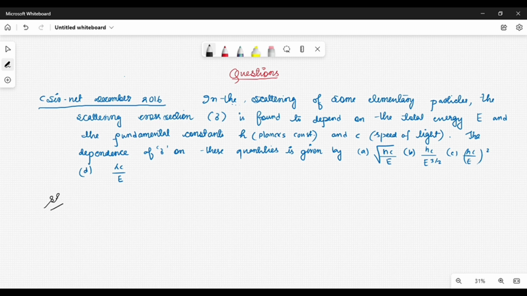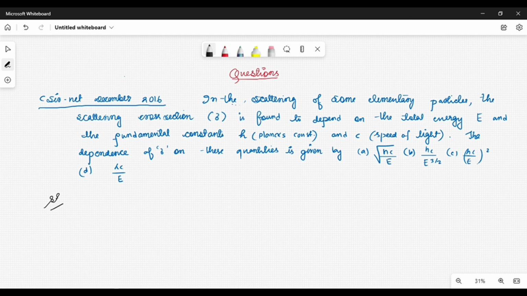So let me tell you, even if the last line, that is the dependence of sigma on these quantities, was not mentioned, you have to understand that this question can be solved by dimensional analysis, right? So these things you have to see. CSIR demands these things from you, right? So let us solve this out.